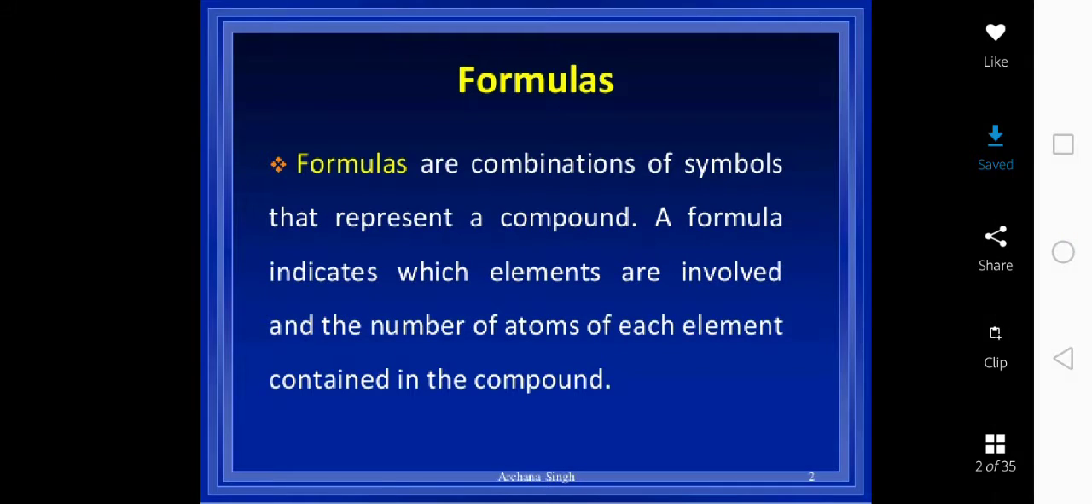So let's start. Formulas are basically the combination of symbols that represent a compound. A formula basically indicates which elements are involved and the number of atoms of each element contained in the compound. Every formula has a particular, specific number of atoms.